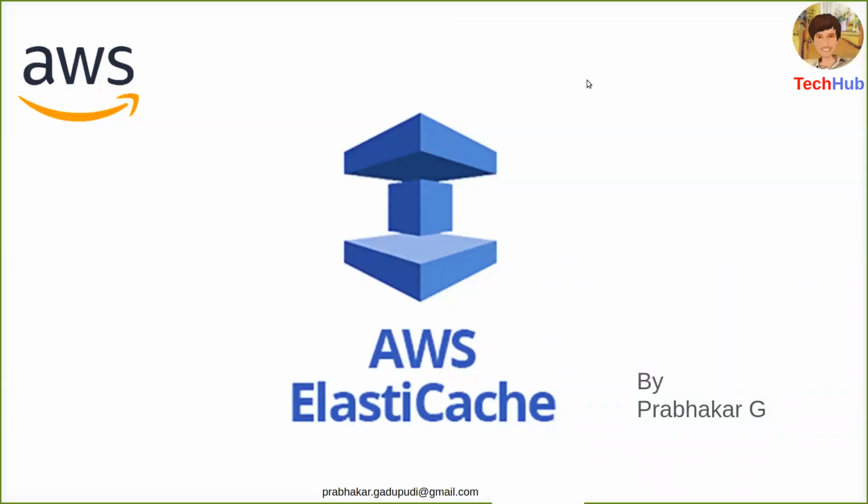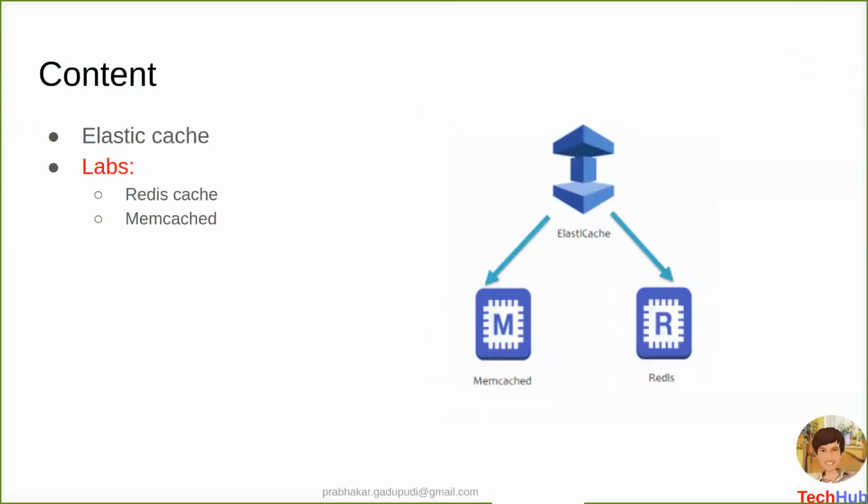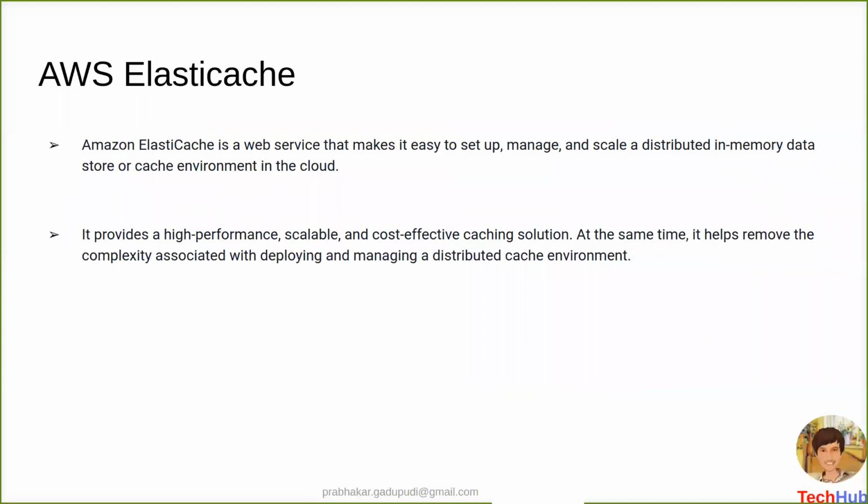I am making a series of videos available to you to learn Amazon Web Services, and in this session I'm going to talk about AWS Elasticache. Here is the content for today's session: a brief about Elasticache, and AWS Elasticache supports two types of caches. One is Redis cache and the second one is Memcached. I'm going to demonstrate how to set up and configure Redis cache and Memcached. First of all, let's check what is Elasticache?